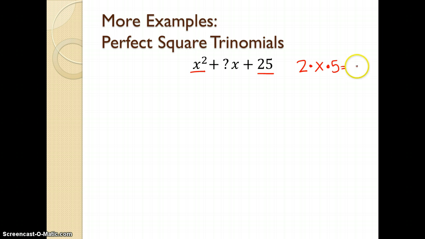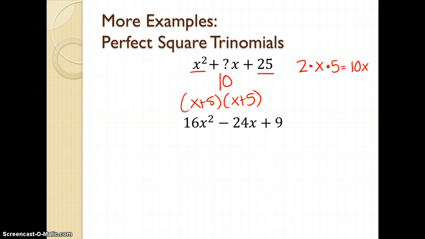So what number should go in there? It should be a 10. That's how we're going to make that into a perfect square trinomial. If it was a 10 there, we could say x plus 5 times x plus 5. The square root of the first term, square root of the second term, and same signs.